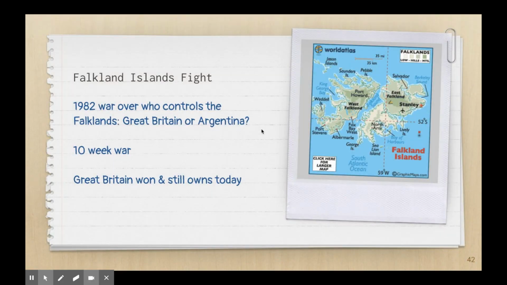The Falkland Islands fight was a 1982 war over who controls the Falklands, which are a set of islands in the South Atlantic. It was a fight between Great Britain and Argentina. It lasted 10 weeks. Great Britain won, and they still own the Falkland Islands today.